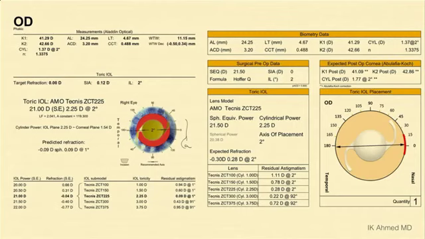So here's an example where we have the result, in terms of what the Barrett would predict. This was a Hoffer Q that was used with this, just to give you examples of how you can customize and choose what IOL formula to use and whether to make a correction based on the Barrett or on the Abulafia-Koch correction.